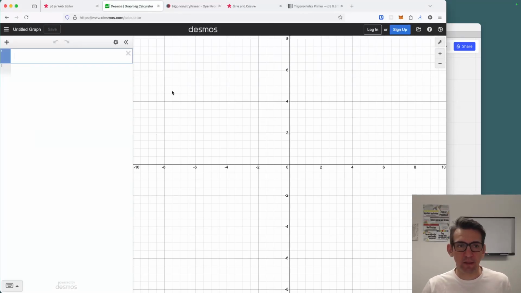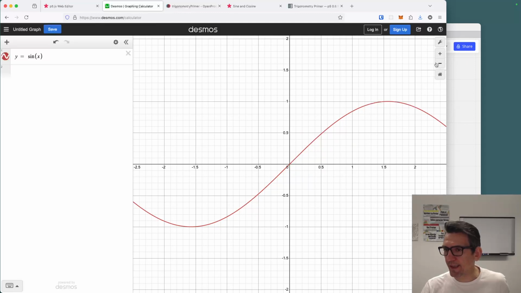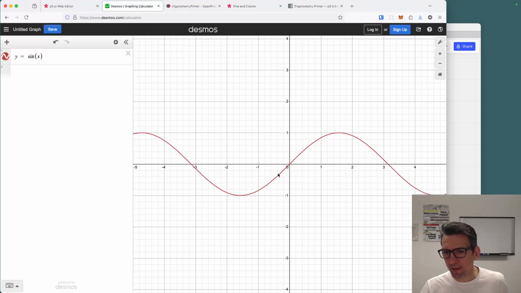So if we go to a graphing calculator, hey, welcome to Desmos. So if I say that y is equal to sine of x, right? It's gonna draw a sine wave for me. So here it is, right? So it's something that goes up and down and up and down and up and down. And if we zoom in a little bit closer, you will notice that it fluctuates between -1 to 0 to +1 to 0 to -1.